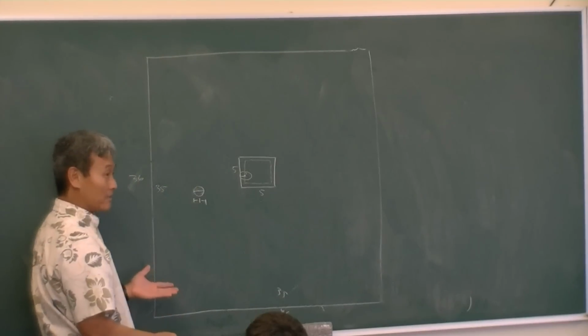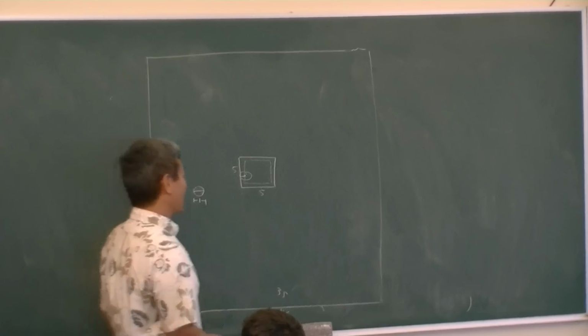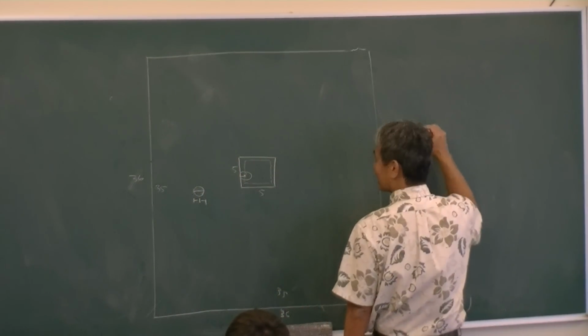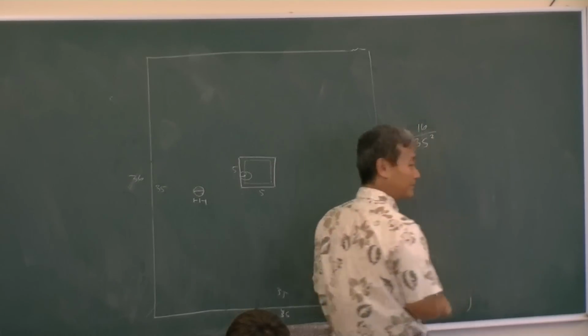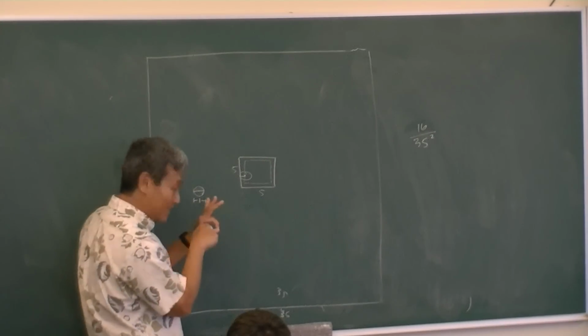You guys understand the concept? This is on the test, that's why. So if I randomly toss a quarter in there, the probability that it completely lands in that region is, what did I just say? 4 by 4, 16 over 35 squared. You guys understand? Because a quarter has area, so you look at the center of the quarter.